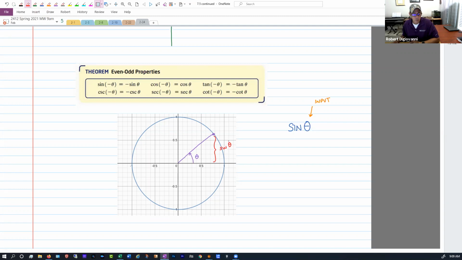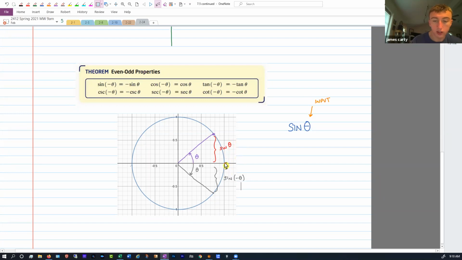Now, what about if we plug in negative theta? So let's plug negative theta in instead. Let's rotate the other direction by the same amount, theta. And let's look at this angle. And let's look at this. That is sine of negative theta. Right? It's the y coordinate. Any questions on why that's sine theta and sine negative theta? Are y'all okay with that?